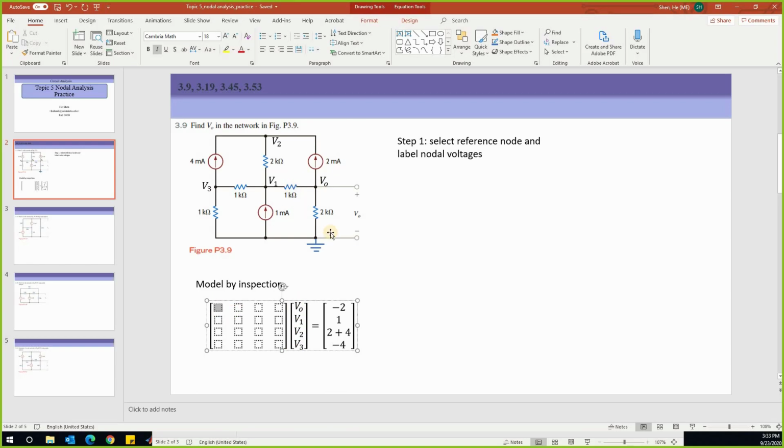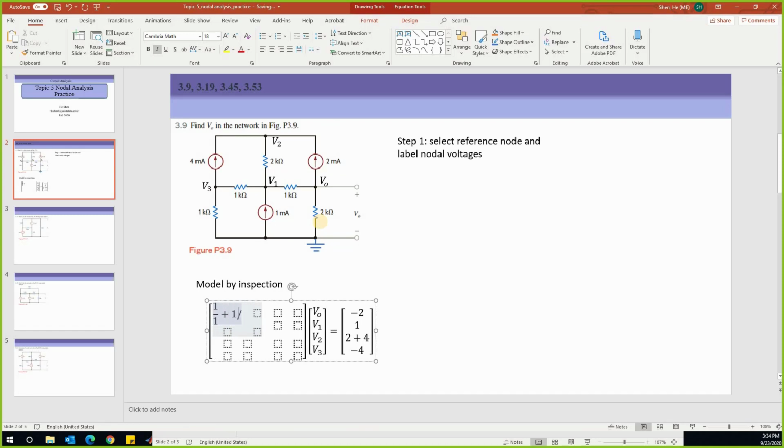For V0, it has these 2 resistors directly connected to it, so we will need to use the conductance of this resistor plus the conductance of that resistor. So that is 1 over 1 plus 1 over 2. And for the second node, V1, we have 3 resistors connected to it. So that is 1 over 1 plus 1 over 1 plus 1 over 2.